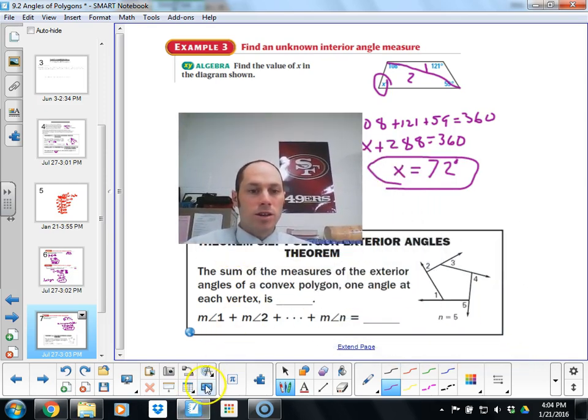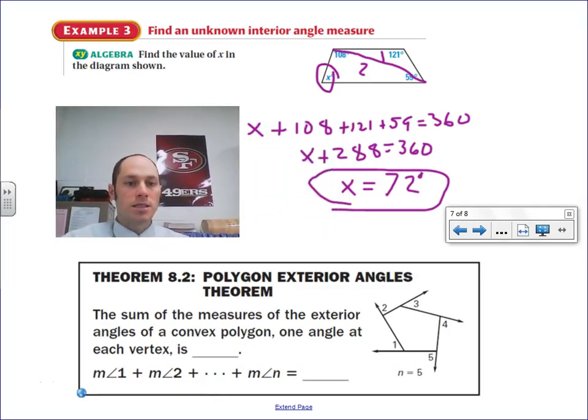So the polygon exterior angles theorem states that the sum of the measures of the exterior angles of a convex polygon, one angle at each vertex, is 360 degrees. So if I add them all up, no matter what size the figure is, it's going to be 360 degrees.